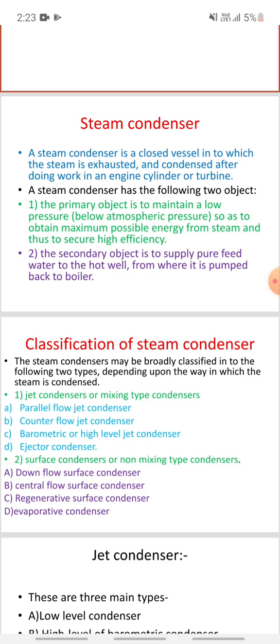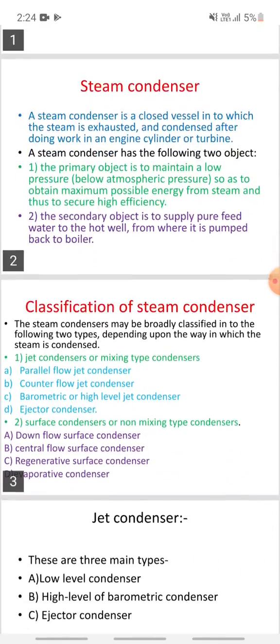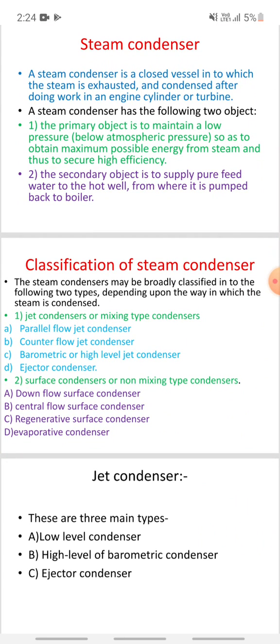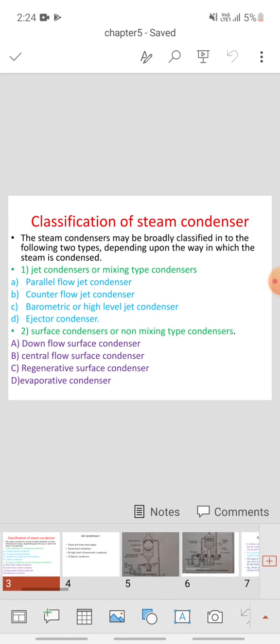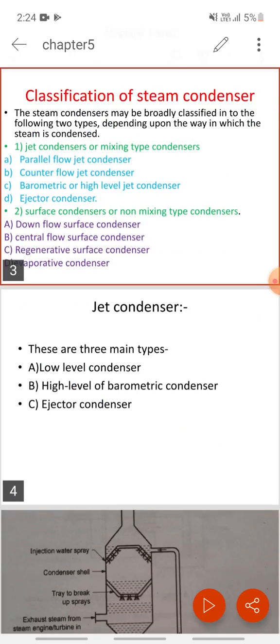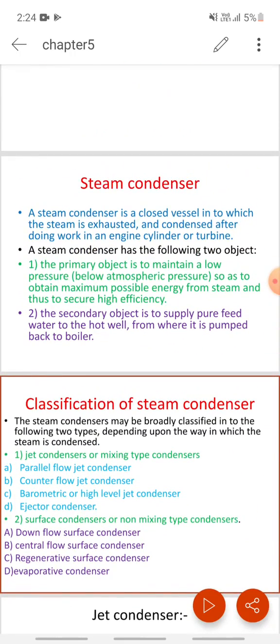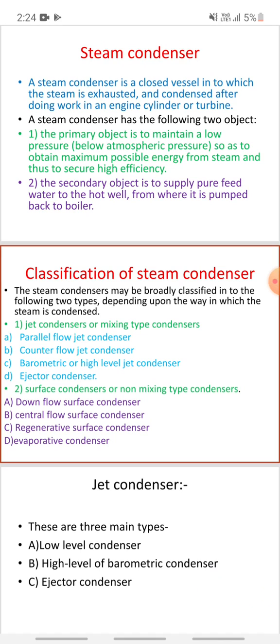And the secondary function or secondary object of the condenser is to supply pure and hot feed water to the steam boiler, which increases the thermal efficiency of the steam power plant without increasing the size of the plant.